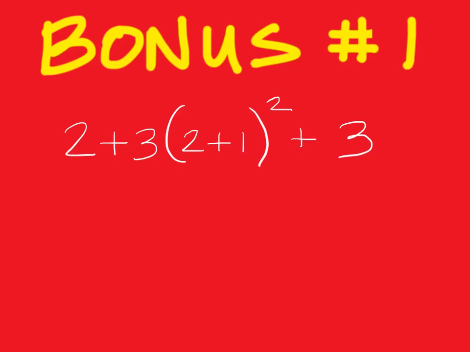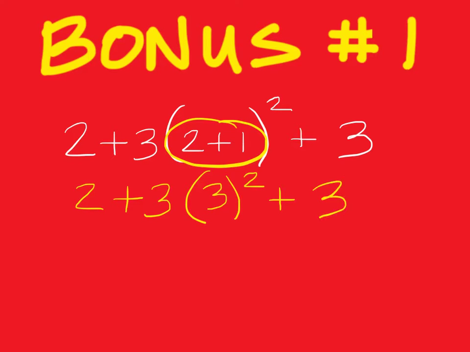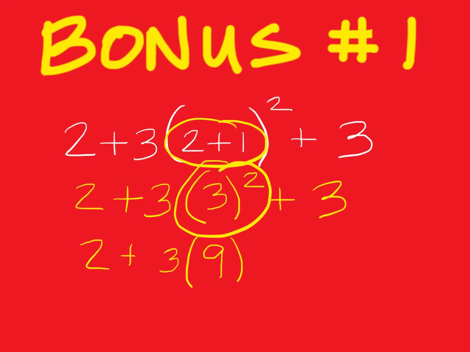Bonus number 1. On the bonus problem, what should I do first? 2 plus 1, which is 3. So write 3 in place of 2 plus 1 and keep everything else the same. What should I do next? 3 to the second power. What is 3 to the second power? 9. Yeah, 3 to the second power is 9. So write that and keep everything else the same.